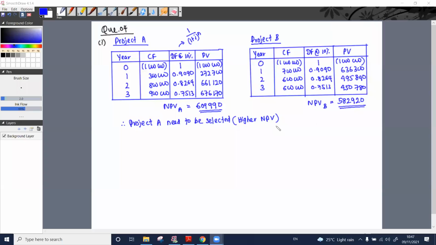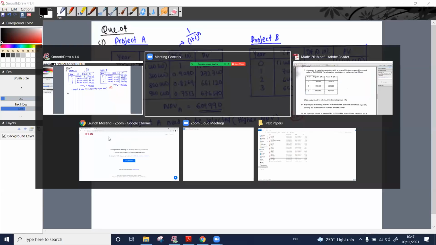So if you got this answer correct, please give 5 marks. Not only compute the NPV, but you need to clearly mention the final decision as well. So if you have completely done this, then allocate 5 marks. Then part 2.